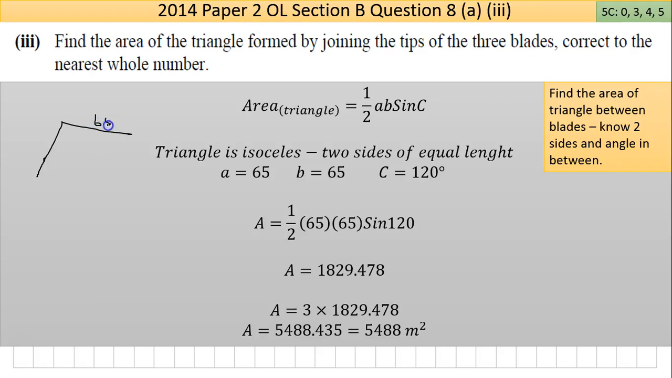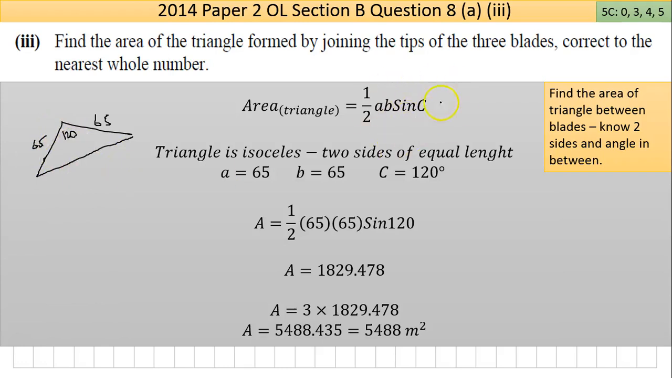It's 65, 65, and that's the side joint. Okay, you know the angle here is 120. Now I can't use half base by height because I don't know the base, don't know the height.